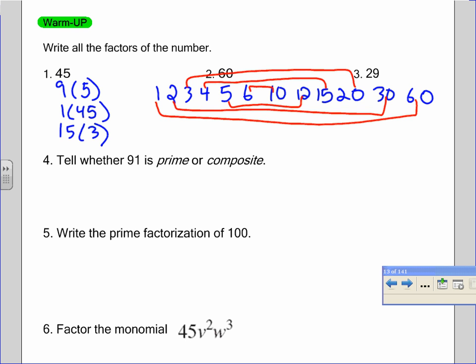Now, I like that way. You don't have to do it that way. Your book does it this way a lot. I am also okay with you guys doing it this way. And I'm okay with one or the other. You don't have to do both. Okay, wait, raise your hand. Go ahead, Emma. I just did 1 times 60, 2 times 30, 3 times 20, 4 times 15, 5 times 12, 6 times 10. That's why I lined them up.